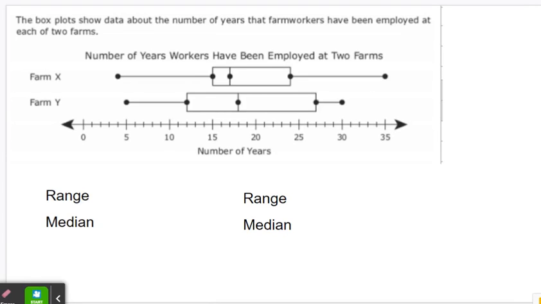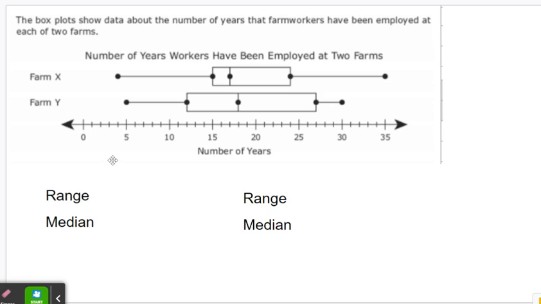Today we're going to be working on box plots. You may also know them as box and whiskers. The particular data set we're looking at today is the box plots show data about the number of years that farm workers have been employed at each of two farms. So we have farm X and farm Y.